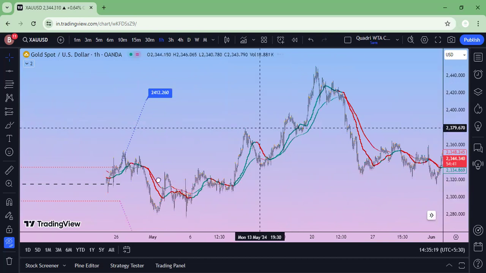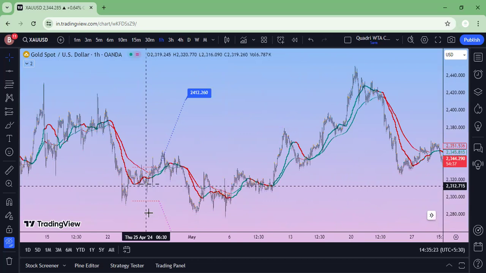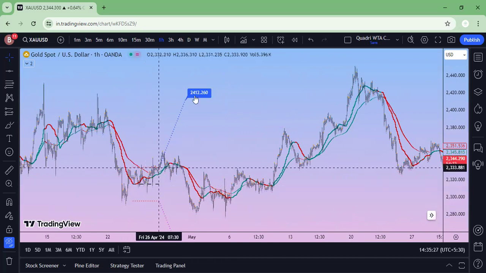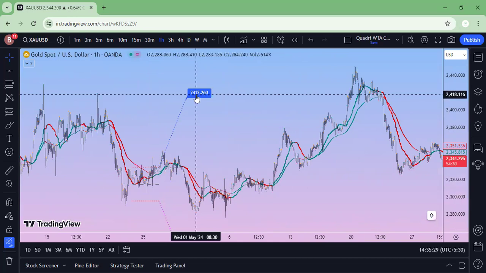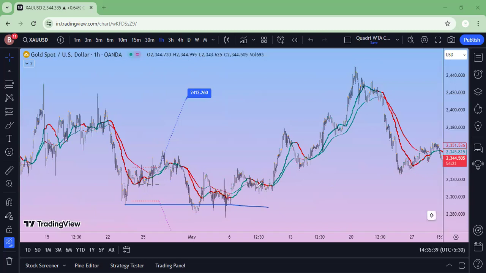This signal you got in May or April, I should say. This was the lower level of the range, this was the higher level of the range. This was the target 2412.260. As per my explanation, you should look for a spring situation here. You got a spring, you got the confirmation. When both the things are green, you should go for a buy. This was a buy.